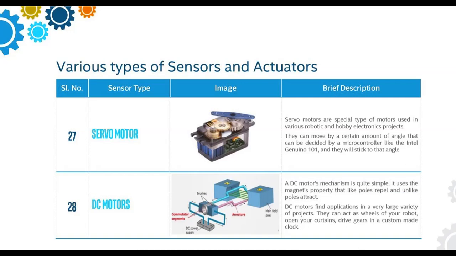We have a DC motor. The DC motor mechanism is quite simple. It uses the magnet property that like poles repel and unlike poles attract. So the DC motor is one of the good inventions, and it finds application in a very large variety of projects. It can act as a wheel of your robot, or open your curtains, or drive gears in a custom made clock. So these are the different applications of the DC motor, and these are the different sensors and actuators we can use to design hardware, IoT and robotics applications.